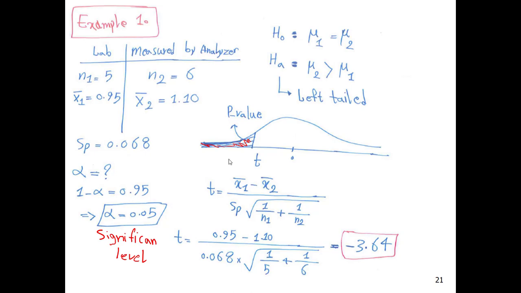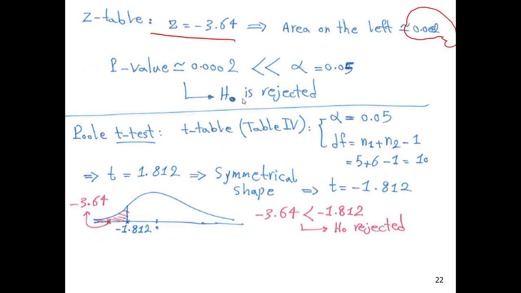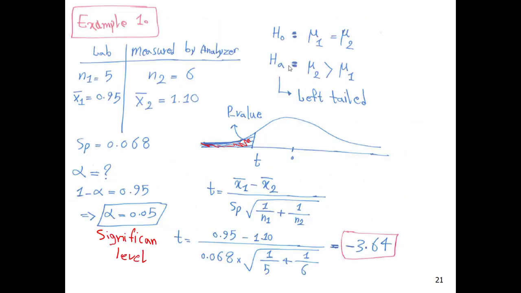So now, okay, that area on the left, this area here on the left is my p-value that I found to be 0.0002, and I have to compare it with alpha. Alpha is the significance level, which is 0.05. So my p-value is much smaller than the alpha. So in this case, I will reject the null hypothesis. It means the mean is not the same, and actually the mean has decreased.